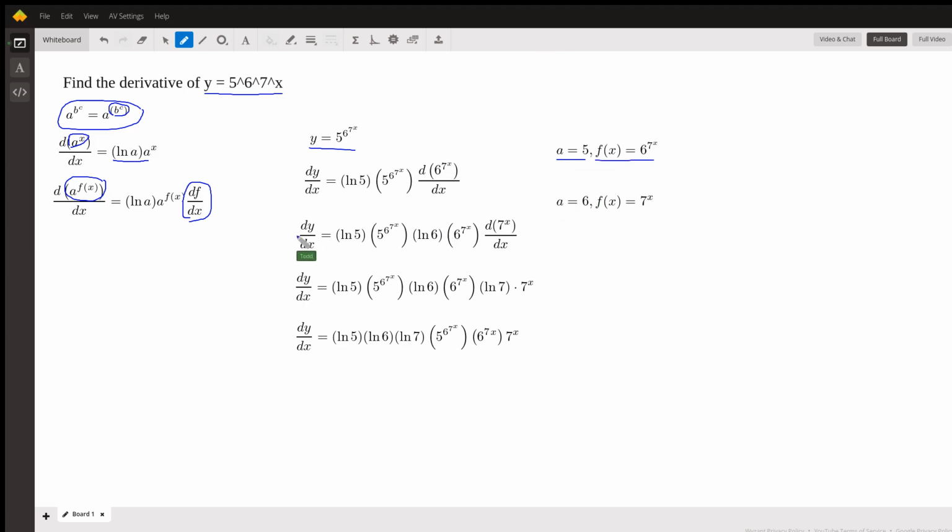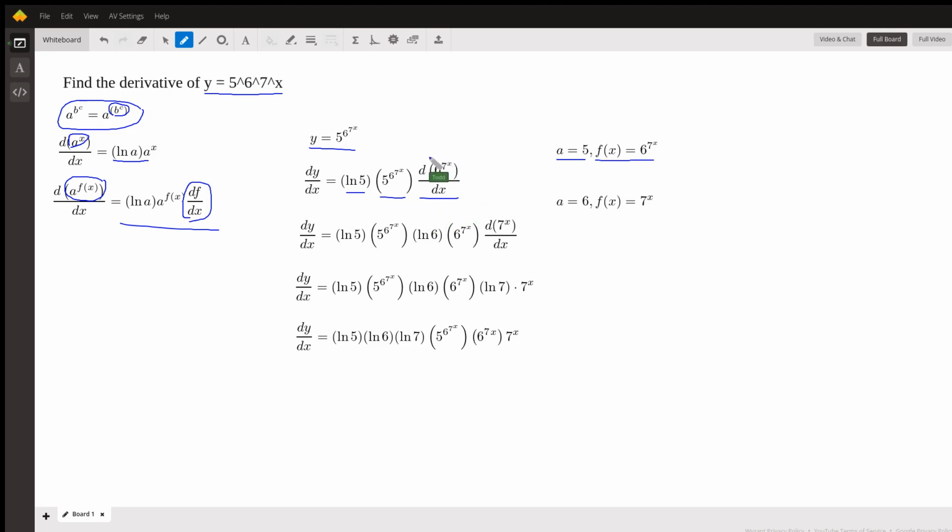And then we just use the formula we have over here, and we get the derivative of y with respect to x is natural log of a, which is 5, times the original function, times the derivative of f of x with respect to x. And f of x was 6 to the 7 to the x. All right, so now we're going to just repeat that again.